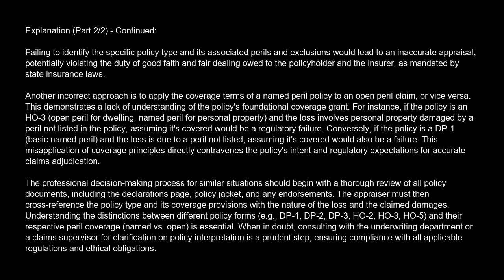The professional decision-making process for similar situations should begin with a thorough review of all policy documents, including the declarations page, policy jacket, and any endorsements. The appraiser must then cross-reference the policy type and its coverage provisions with the nature of the loss and the claim damages. Understanding the distinctions between different policy forms, e.g., DP1, DP2, DP3, HO2, HO3, HO5, and their respective peril coverage, named vs. open, is essential. When in doubt, consulting with the underwriting department or a claims supervisor for clarification on policy interpretation is a prudent step, ensuring compliance with all applicable regulations and ethical obligations.